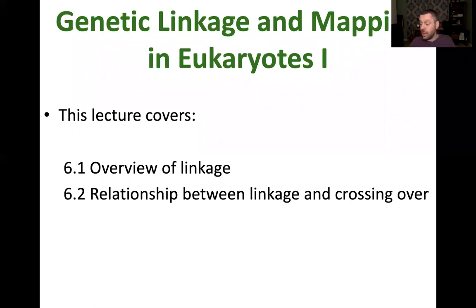This lecture is going to cover the first part of chapter 6, so genetic linkage and mapping in eukaryotes. And what we're going to talk about in this mini lecture is linkage a little bit, and then the relationship between linkage and crossing over.